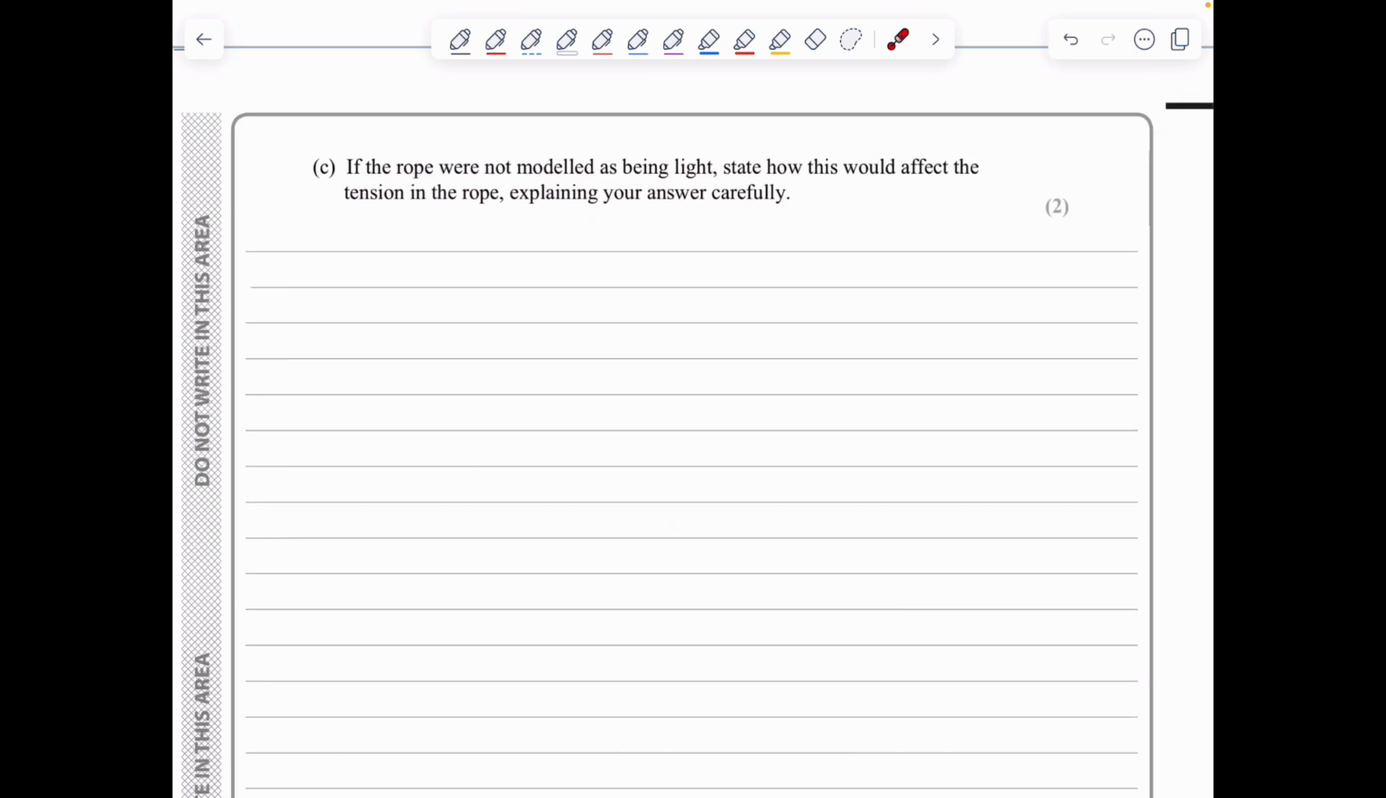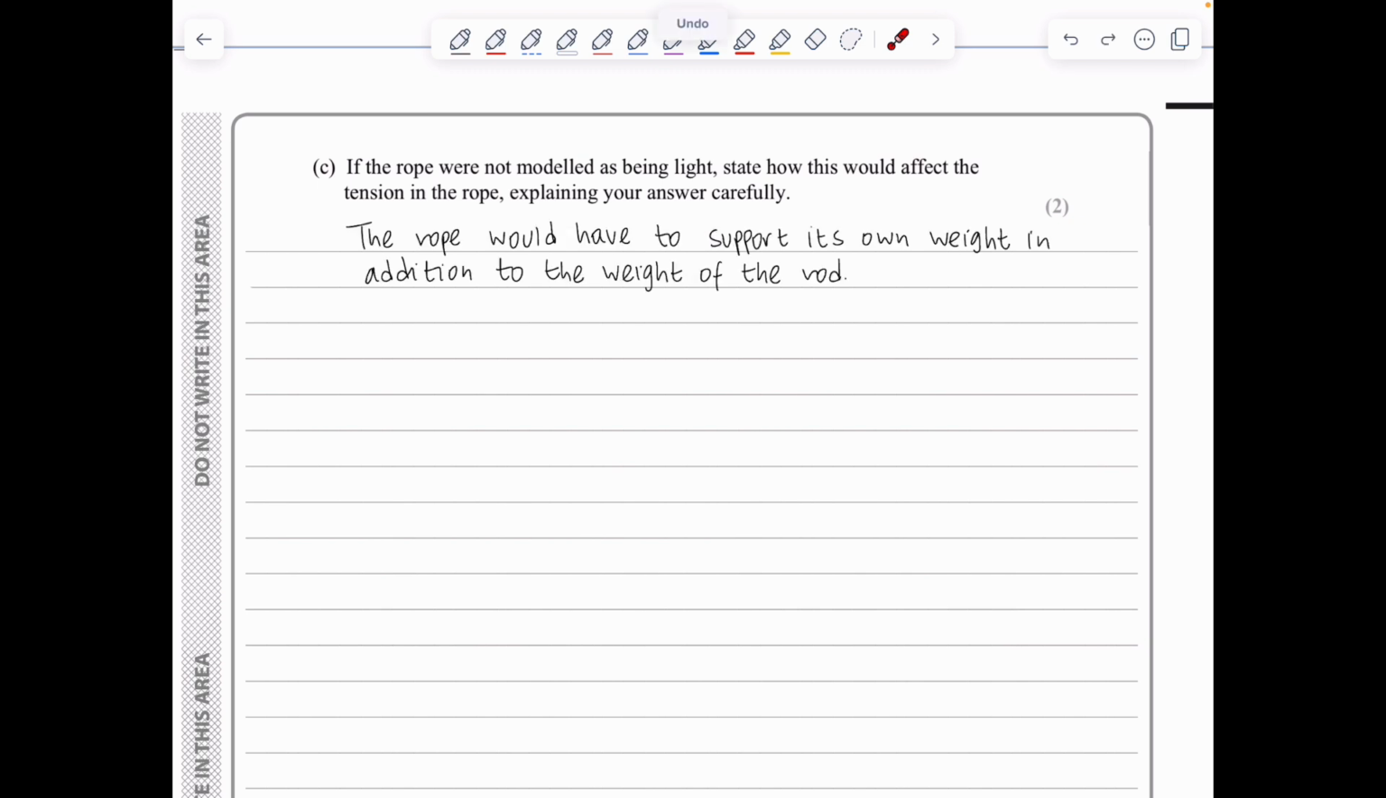In part C, we are told that if the rope was not modeled as being light, state how this would affect the tension in the rope, explaining your answer carefully. So up to now, we've been modeling the rope as being light, which essentially means we are neglecting its mass. However, in reality, it has some non-negligible mass. So if it was indeed not being modeled as being light, then the rope would have to support its own weight in addition to the weight of the rod, and hence the tension would increase for the rod to be kept in equilibrium.